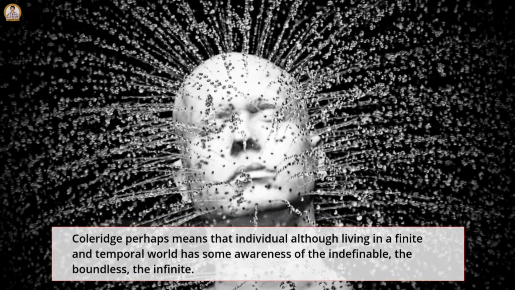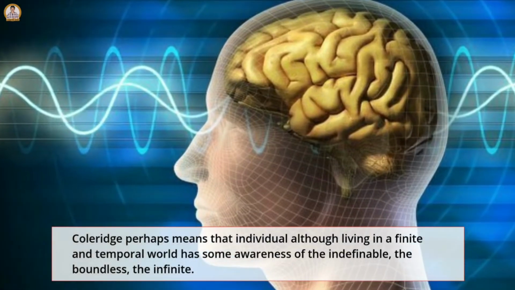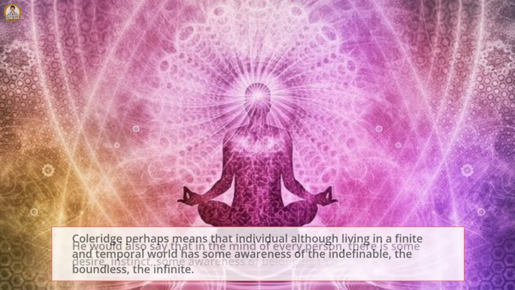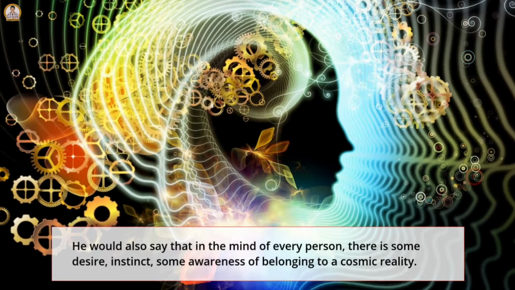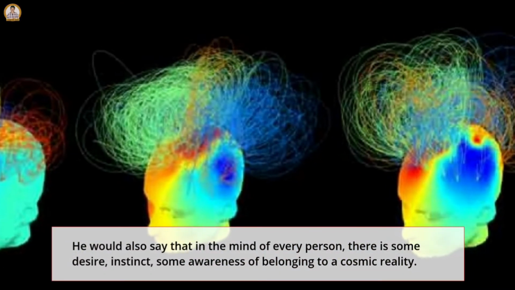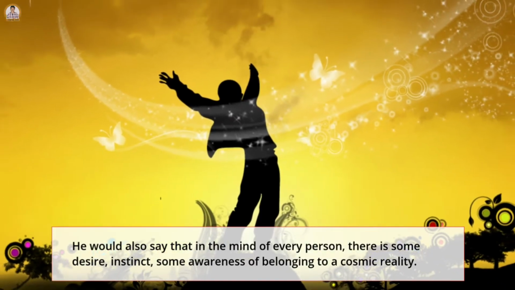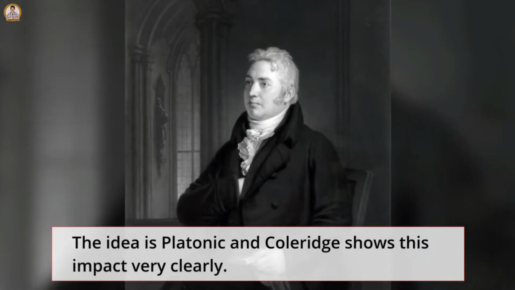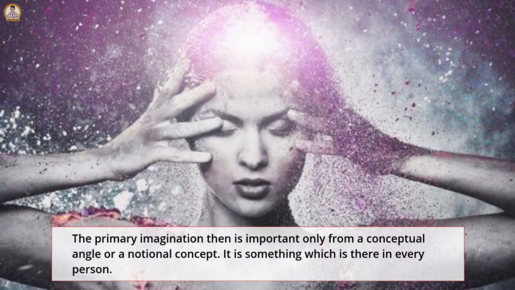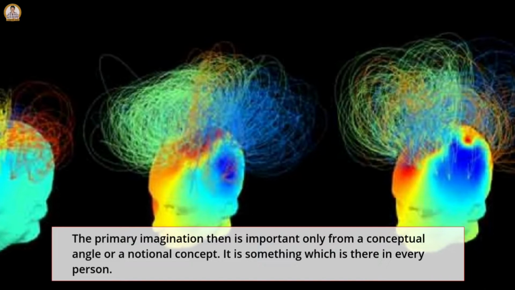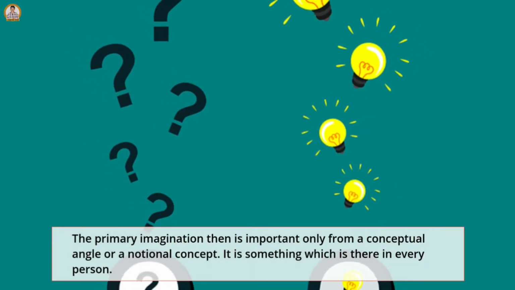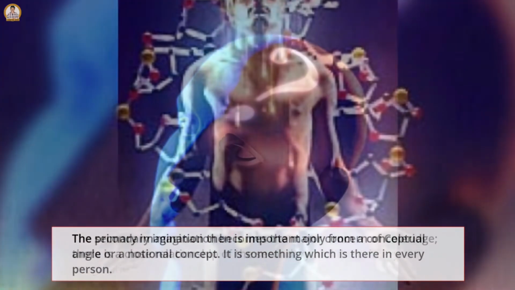Coleridge perhaps means that an individual, although living in a finite and temporal world, has some awareness of the indefinable, the boundless, the infinite. He would also say that in the mind of every person, there is some desire, instinct, some awareness of belonging to a cosmic reality. The idea is Platonic, and Coleridge shows this impact very clearly. The primary imagination then is important only from a conceptual angle or a notional concept. It is something which is there in every person.